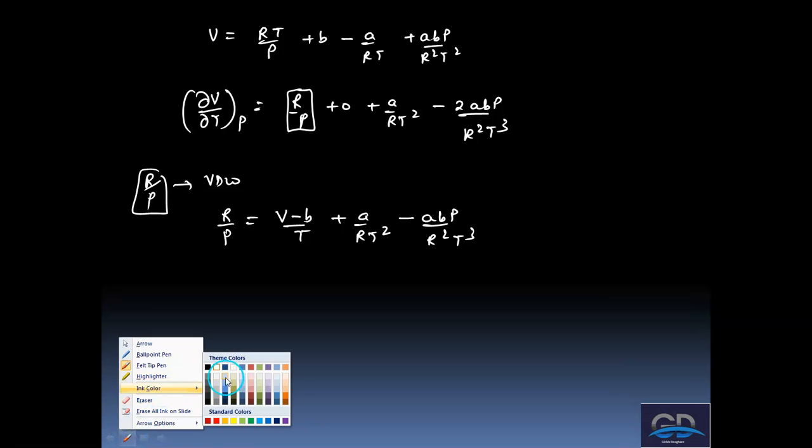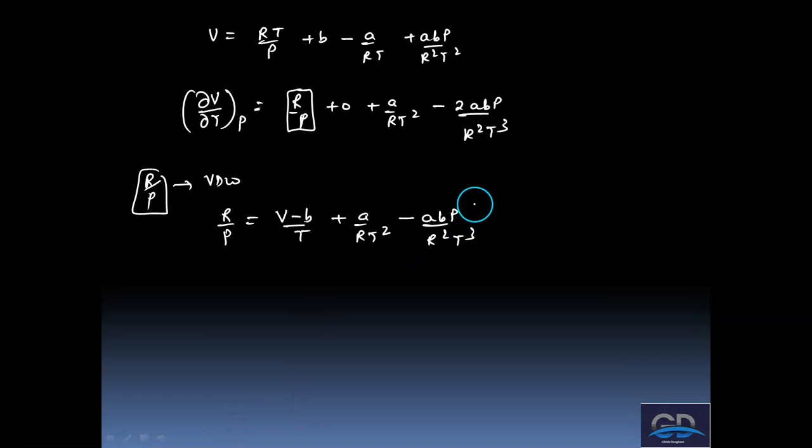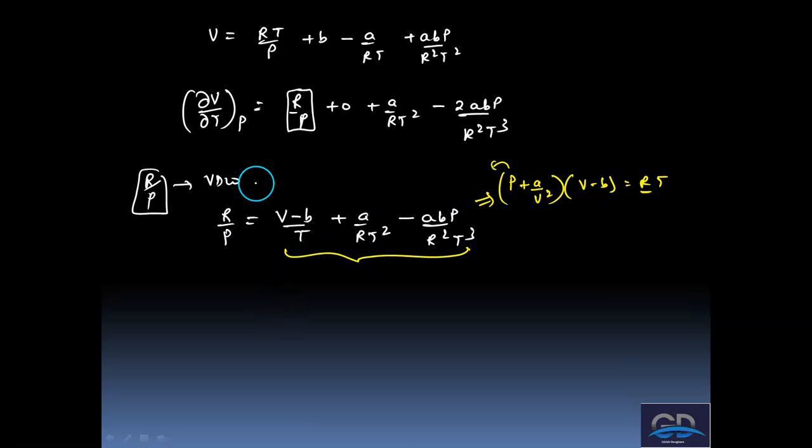Now those who are worried about where this has come from, it is from rearrangement of the van der Waals equation. Van der Waals equation is (P plus A by V square) into (V minus B) is equal to RT, right? You can take P common and then you can just put it on the right hand side and take R by P as a left hand side variable. The expression that you get on the right hand side is this. Okay. Now this is what we put in this partial derivative expression.